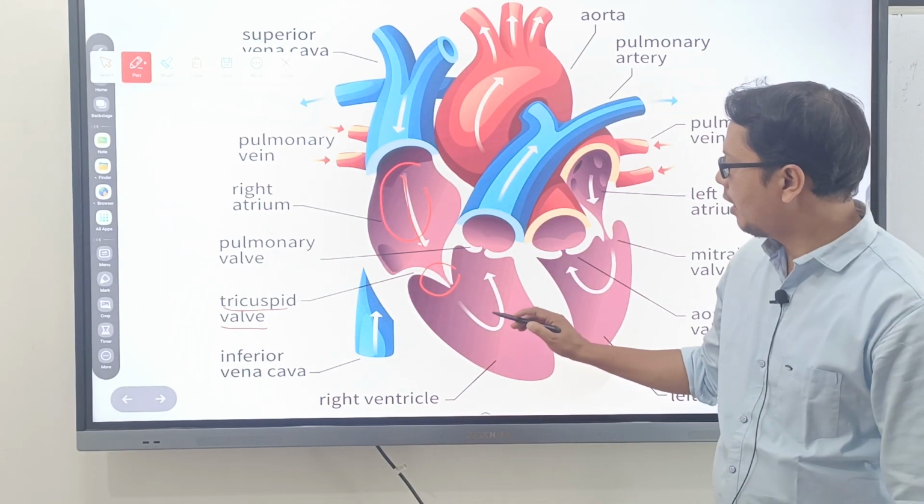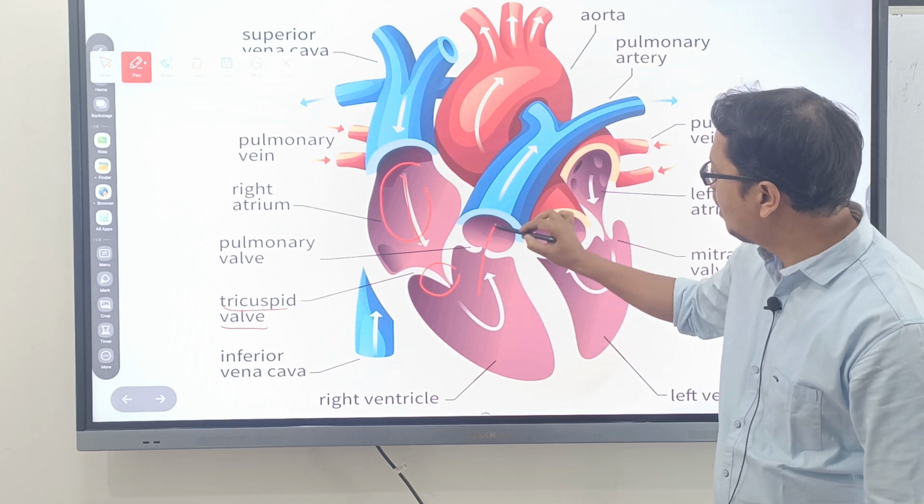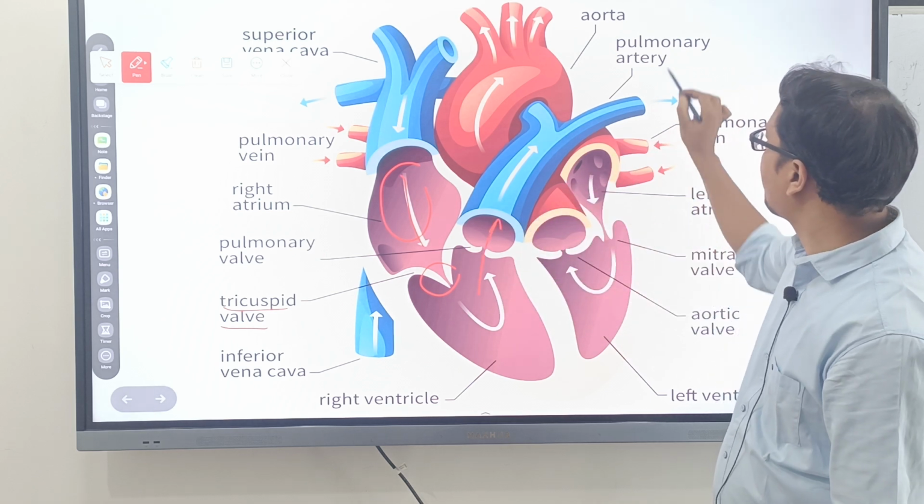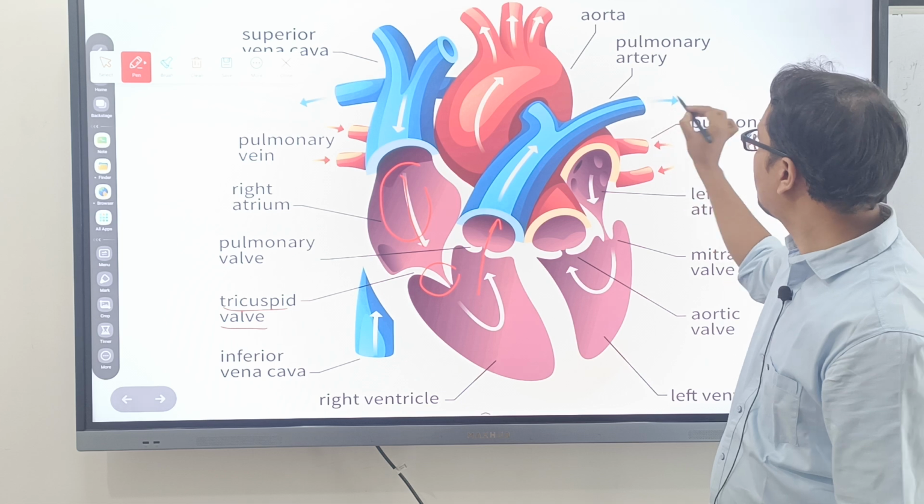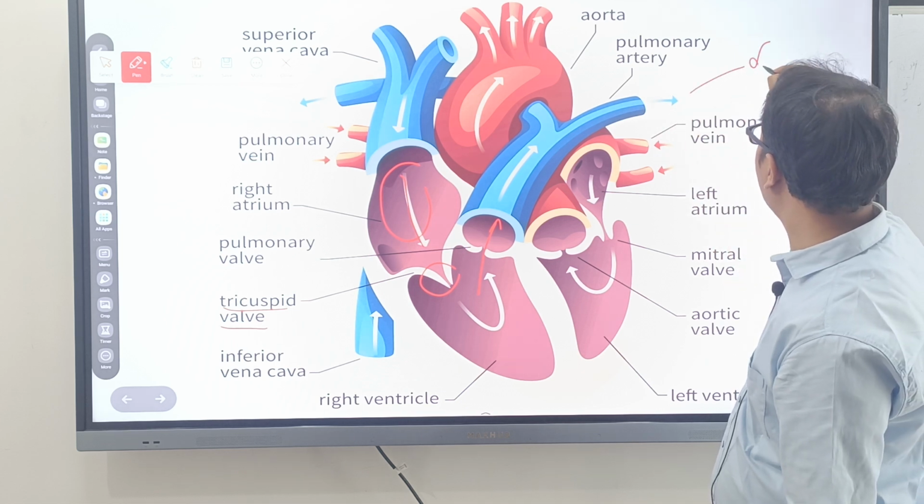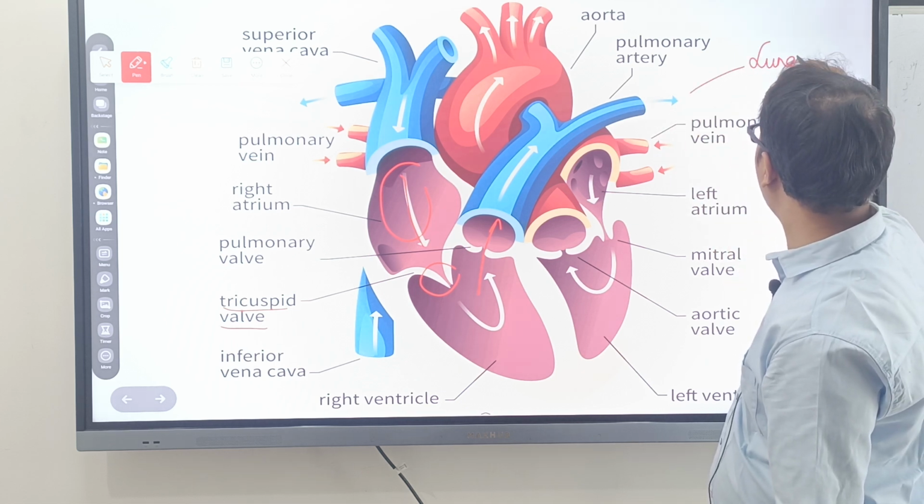This will contract and it will send the blood through the pulmonary artery. Pulmonary artery will go towards the lungs.